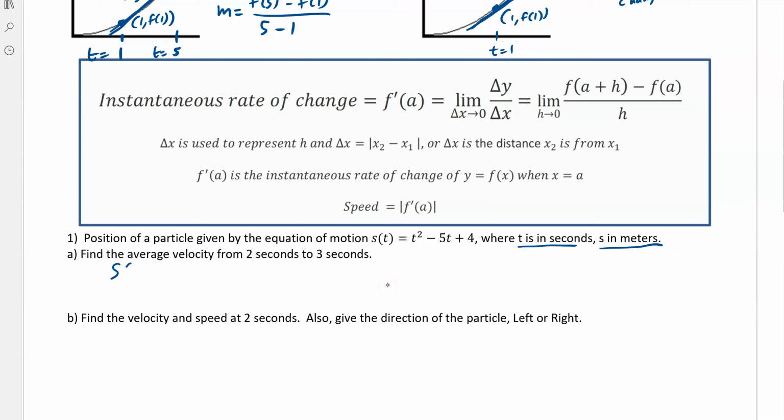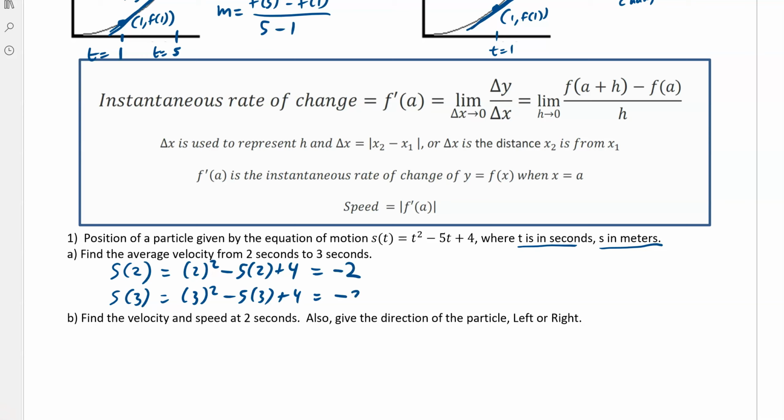So the first thing you do is you just plug in 2, and then you plug in 3 into our polynomial. So 2 squared minus 5 times 2 plus 4, and then 3 squared minus 5 times 3 plus 4, and we find out what those are. So negative 2 is also negative 2. Now we can find our slope.